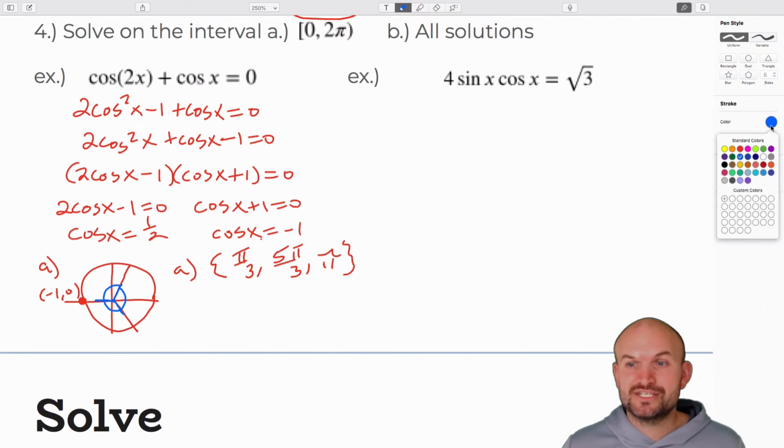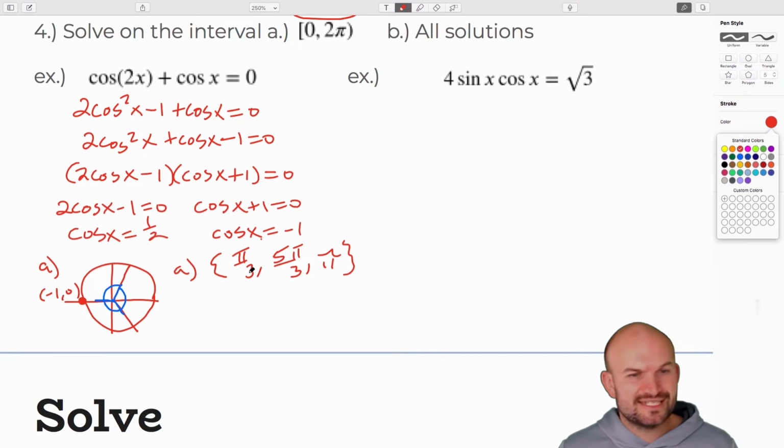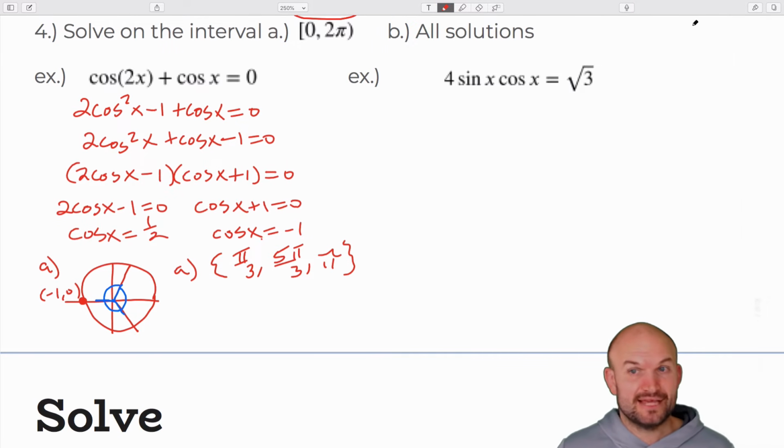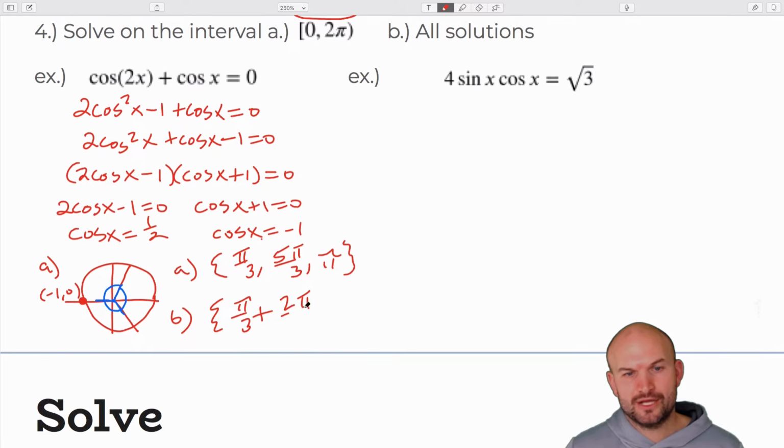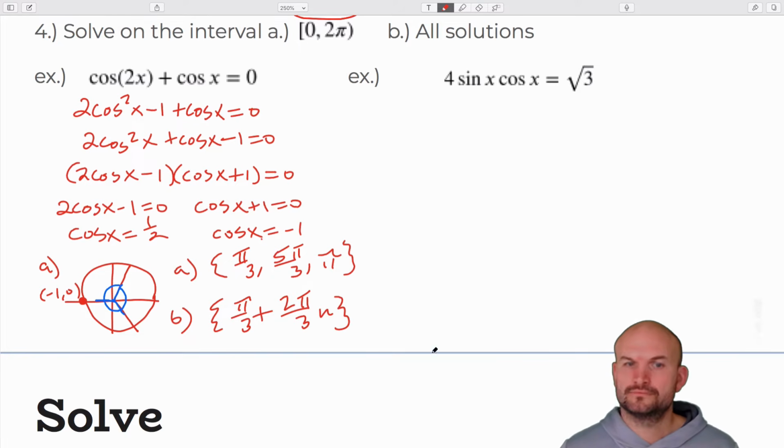So for all our solutions, you could just take each one of these and add 2 pi to them, but that's a lot of writing. So what I told my students to do is just take pi over 3 and add 2 pi over 3 n. And there you go. That is all the solutions.